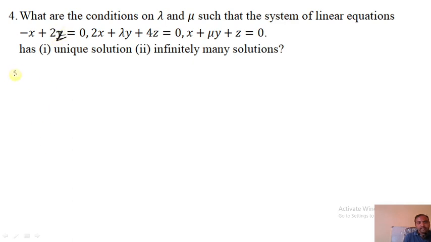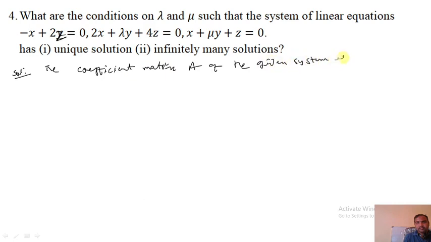Now write the coefficient matrix. The coefficient matrix A of the given system is: x coefficient minus 1, y coefficient 0, z coefficient 2; x coefficient 2, y coefficient lambda, z coefficient 4; 1, nu, 1.